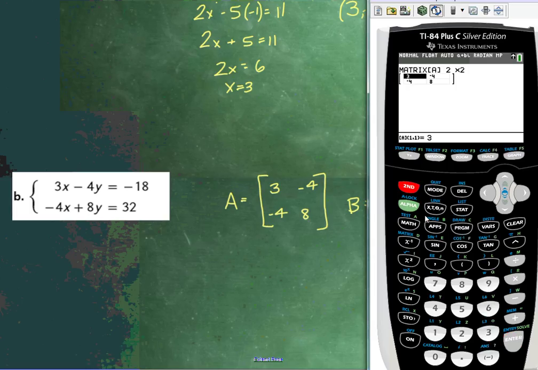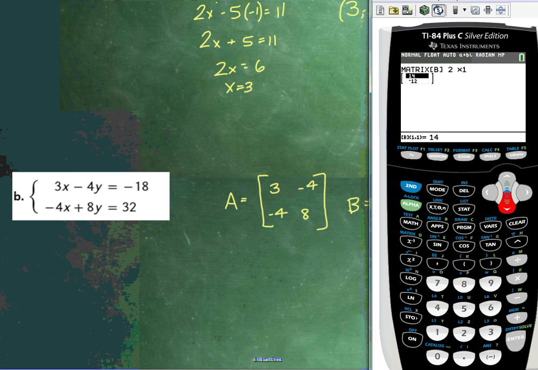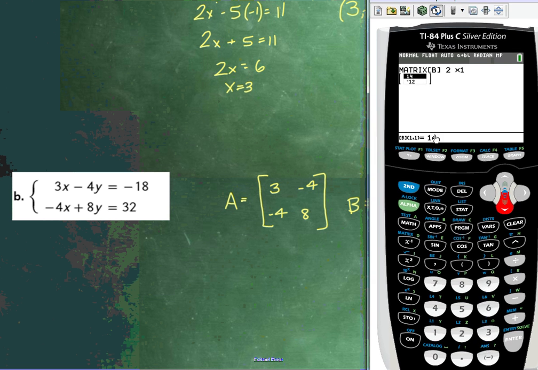Quit out, second mode, go back into the matrix menu, and edit matrix B to be a 2 by 1. It goes rows and then columns. Rows go side to side, columns go up and down, 2 by 1. And I want to change this to, let me slide this over, negative 18, 32. Negative 18 and 32.